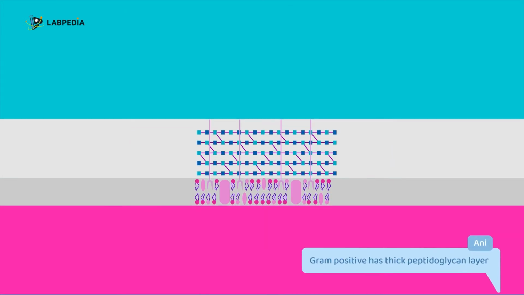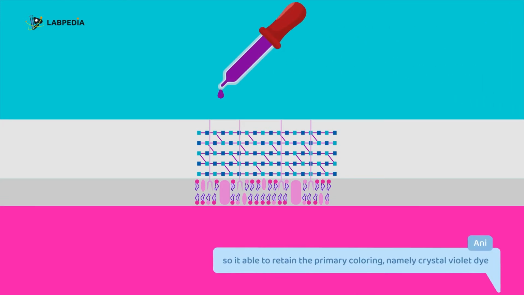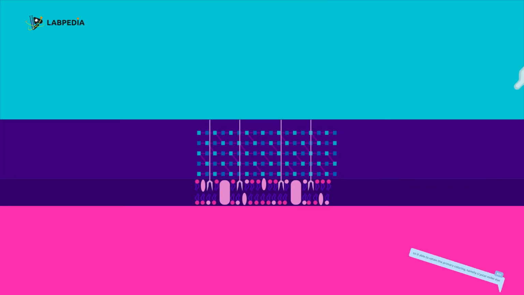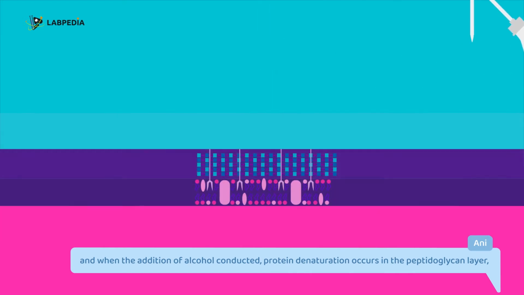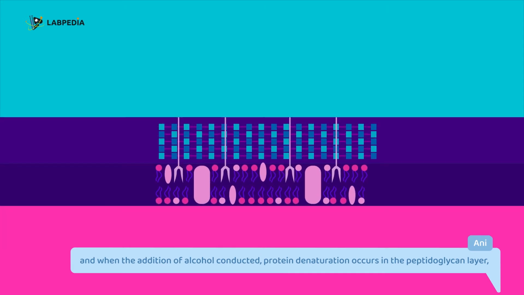Gram-positive has a thick peptidoglycan layer, so it is able to retain the primary coloring, namely crystal violet dye, and when the addition of alcohol is conducted, protein denaturation occurs in the peptidoglycan layer.